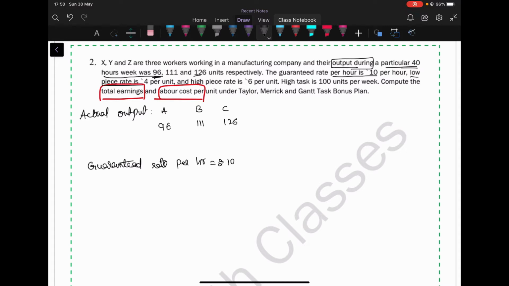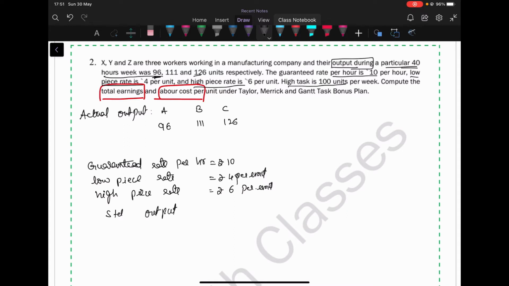Low piece rate is 4 rupees per unit. In the examination also I recommend to write like this. And high piece rate is 6 rupees per unit. High task per week, I can say this is the standard output. Standard output must be 100 units per week.